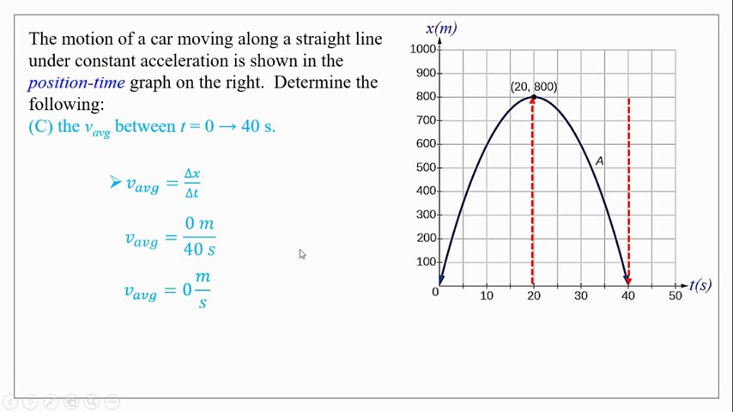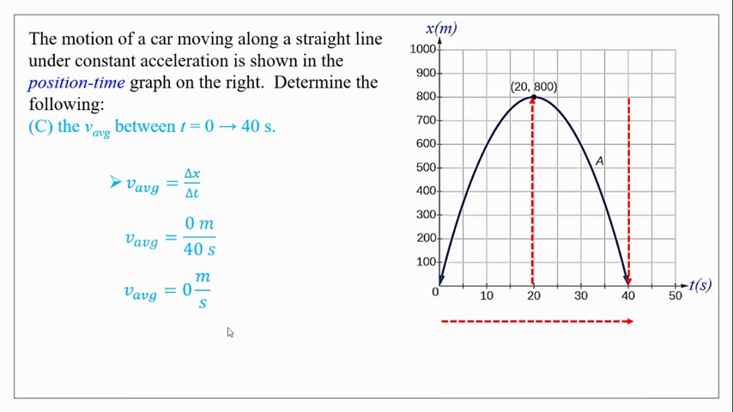Okay, if you're at the same starting point, well, you haven't really displaced anywhere. So therefore, delta x is just 0. 0 divided by 40 seconds is just 0. So your average velocity in this case would simply be 0 meters per second. And because it is 0, you don't need to put a direction or anything like that.